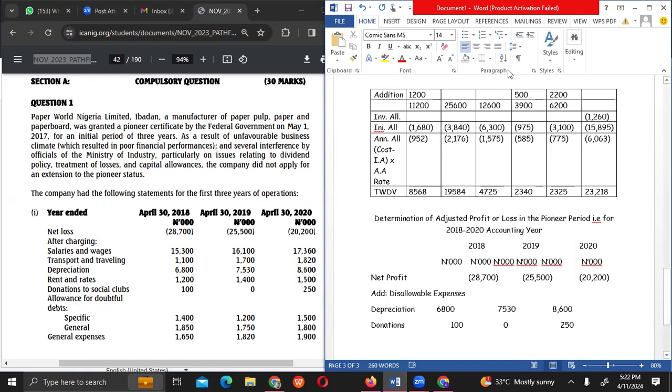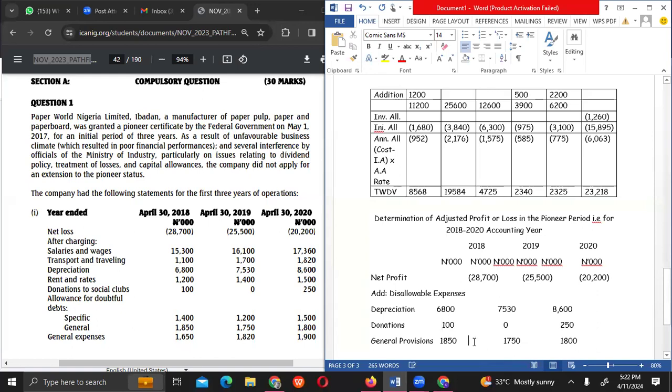Donations, right? Then we have general provisions for bad debt, right? How much is the general provisions? We have 1,850, 1,750. And how much do we have here? 1,800.